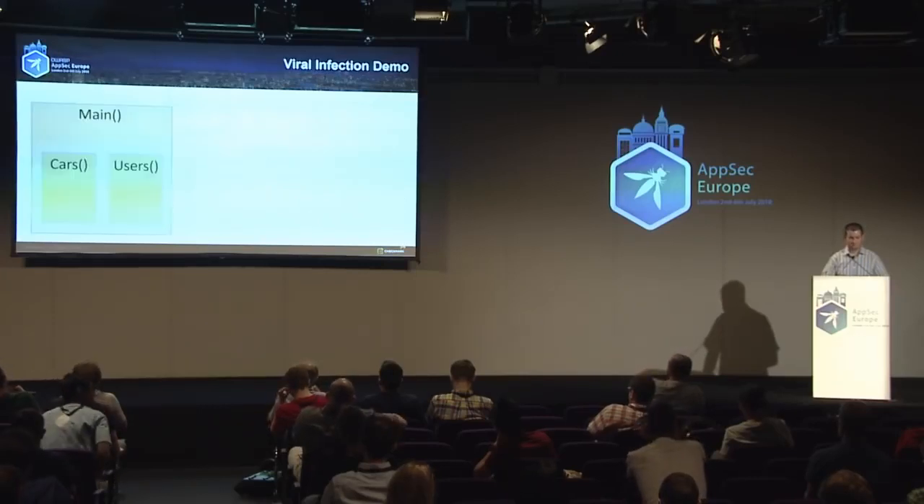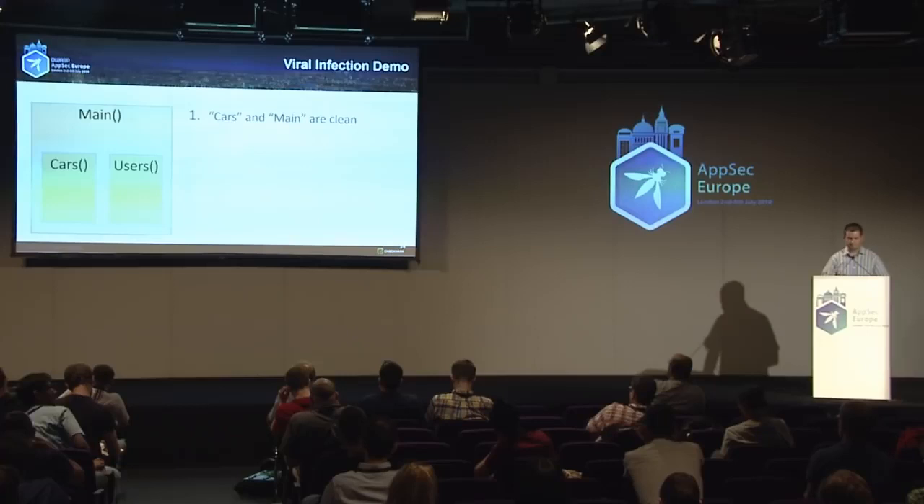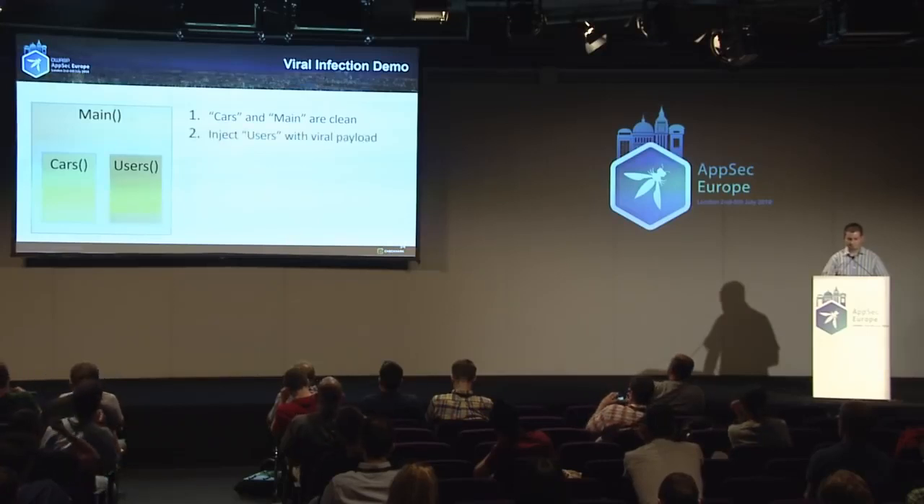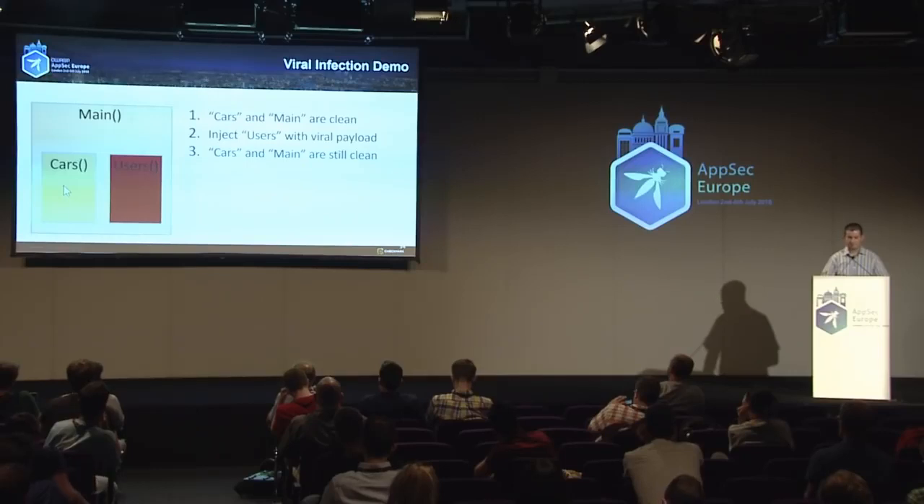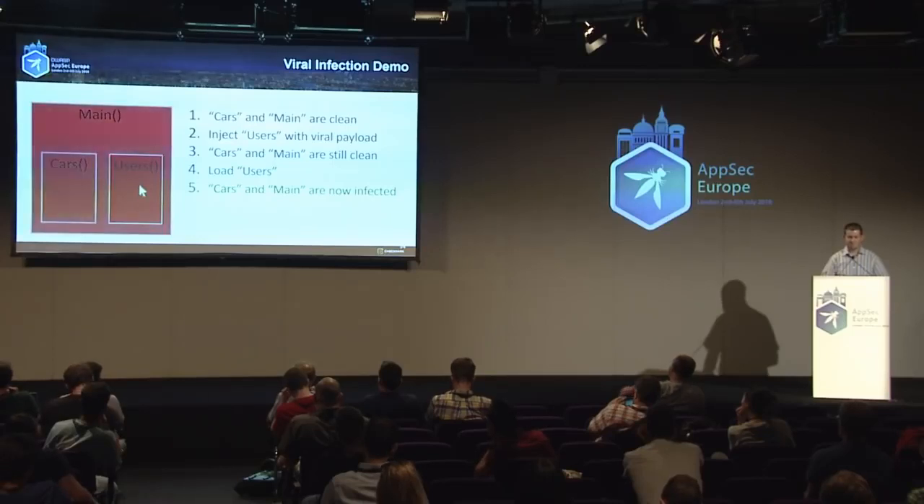Here in our case, we have 3 functions. In the beginning, they are all clean. We will inject only the users. We'll run the cars and the main, and we'll see they are both clean. We'll load the user function. We will see the contamination, and all the systems got infected.